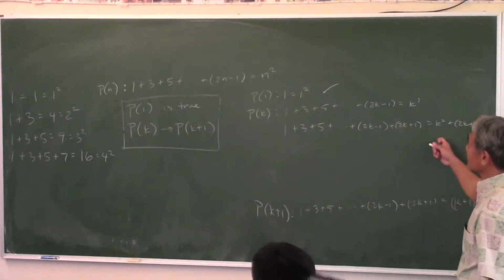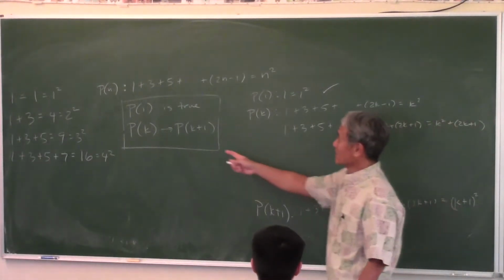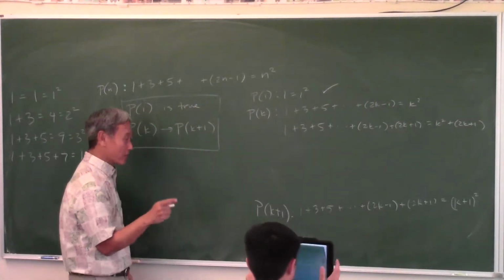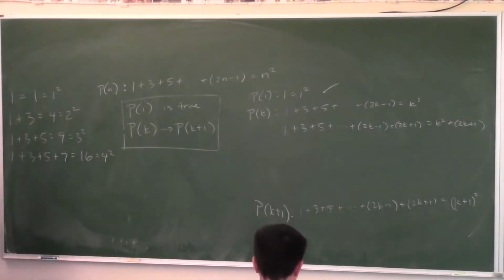So we just proved in this step here that if it works for any integer, then it's going to work for the next one. But since it works for 1, then it works for 2, which means it works for 3, then 4, then 5, then 6, then 7, dot dot dot. Therefore, it works for all positive integers.